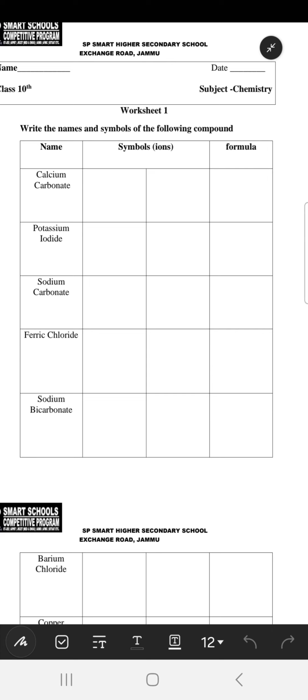The subject is chemistry. We are going to do worksheet 1. In this worksheet, we have to write the symbols of the following compounds and we have to write the formula as well.